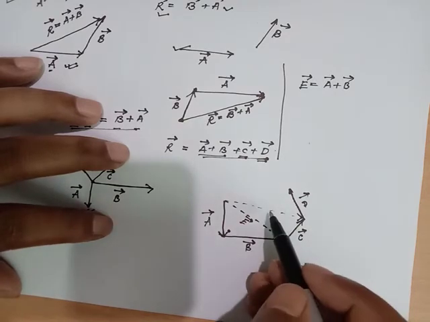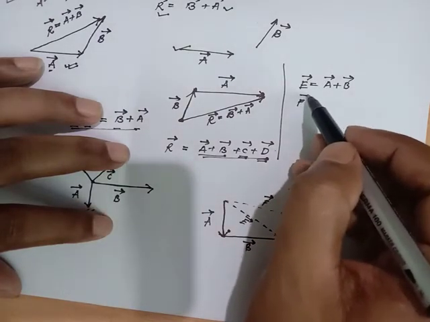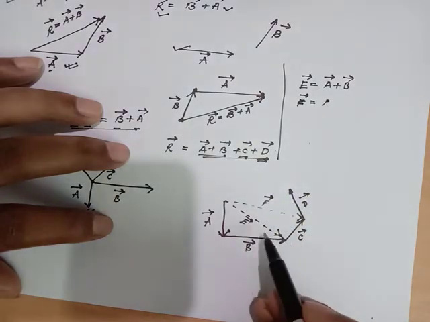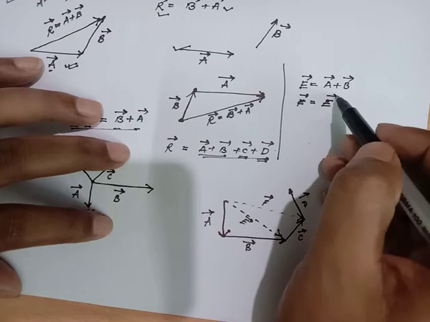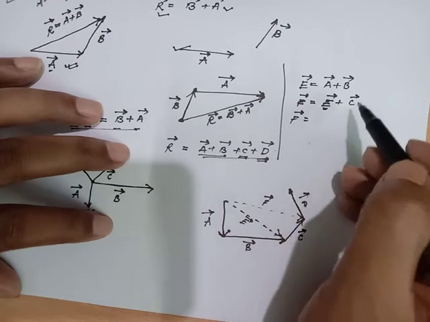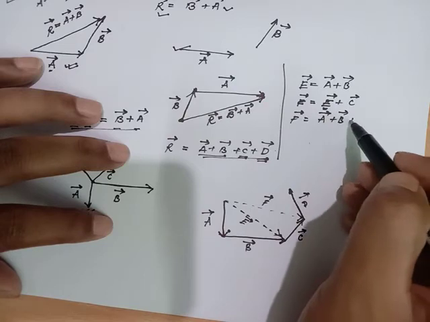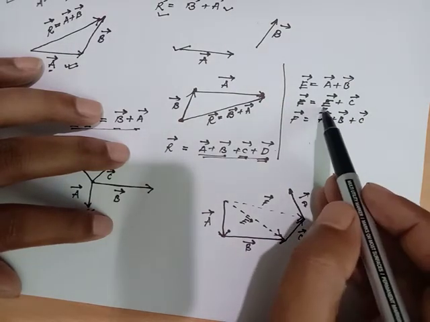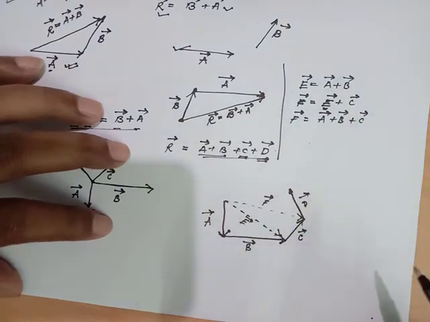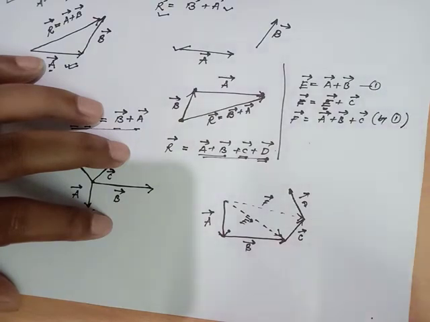Let us write this as, say for example, an F vector. Correct? So we can write F vector is equal to E vector plus the C vector. Similarly, F vector can also be written as: E vector is nothing but our A vector plus B vector, and C vector as it is over here. So I have simply replaced E with A plus B, which is already known to us. Correct? So say, for example, this is 1. I'm writing it as 1. That will be much better.